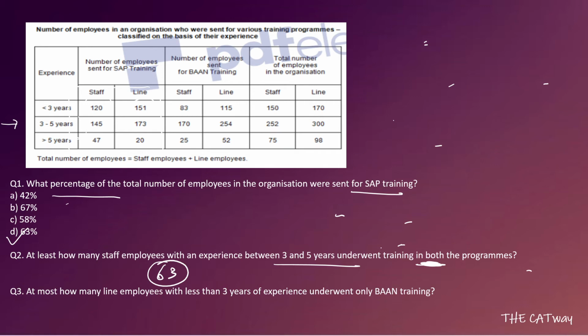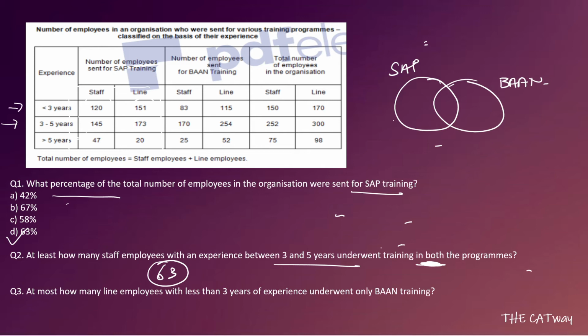Now, at most, how many line employees with less than 3 years of experience underwent only BAN training? In this case also, we are going to talk about the same thing. We are going to make a Venn diagram. So this is for SAP, this is for BAN. Also, it is talking about less than 3 years, so this time we are going to consider this one.